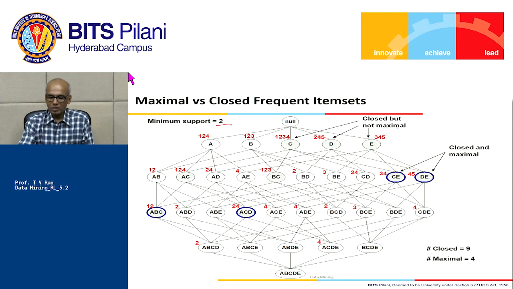But now what happens is that E is closed because its supersets do not have the same level of support as E. But when you look at maximal, you are only ending up with 4. So we have 9 closed frequent item sets, but only 4 maximal frequent item sets. So if we are concerned about the maximal frequent item sets, then we need to consider a very small part of this graph. We are only considering the 4 item sets.